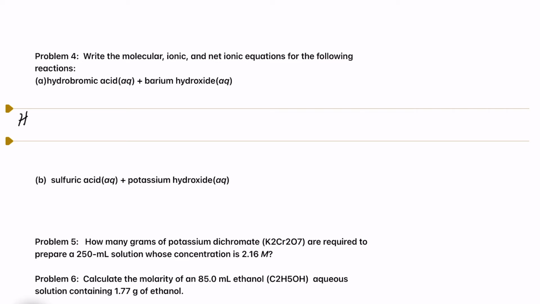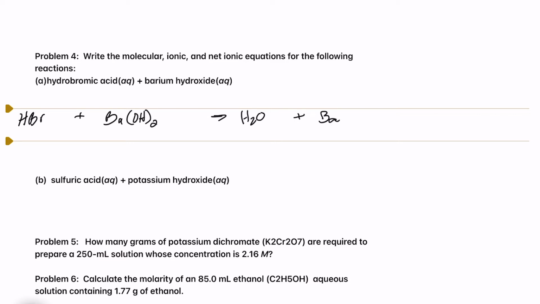Problem 4, write the molecular, ionic, and net ionic equations for the following reaction. Same deal as we've just done. Hydrobromic acid. Remember, if it's hydro, it's going to be the H plus the group 7. So think of hydrochloric acid. In this case, it's hydrobromic acid, hydrogen bromine, plus barium hydroxide, barium being in group 2.